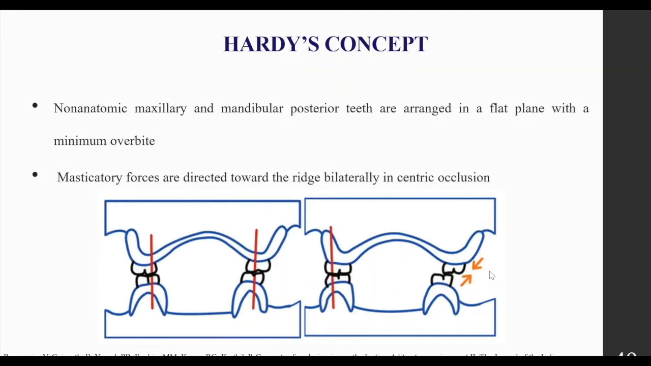Coming to Hardy's concept, here he has used non-anatomical maxillary and mandibular posterior teeth, which are arranged in a flat plane with a minimum overbite. In centric occlusion, the masticative forces are directed towards the ridge, and in the right lateral position, only the buccal cusp on the working side contacts if the path of the condyle is not parallel to the occlusal plane.